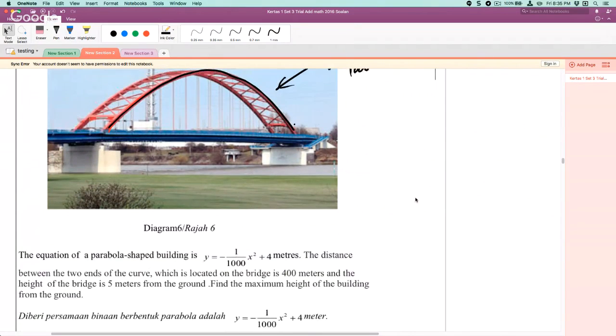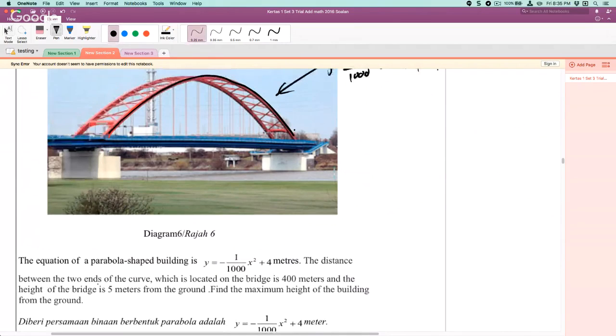The question says the distance between the two ends of the curve, which is located on the bridge, is 400 meters. So assume this corner, let me use another color, this corner to this corner, their distance should be 400. I don't think you can see it. Just let me know if you cannot see it.